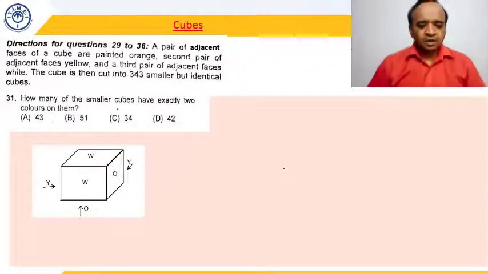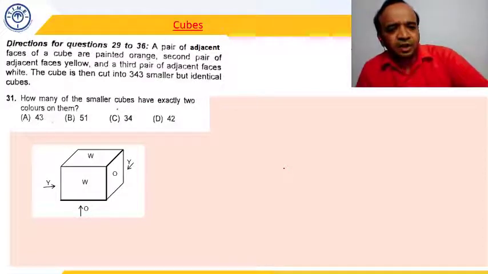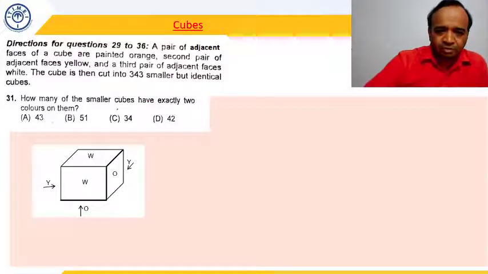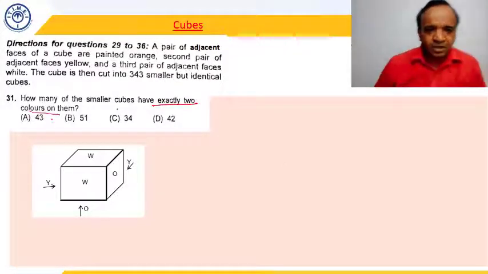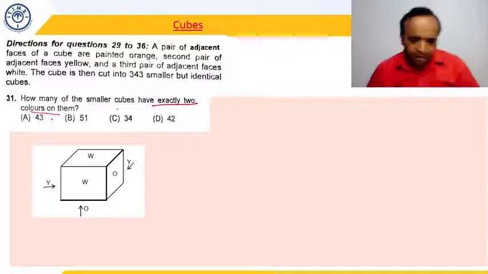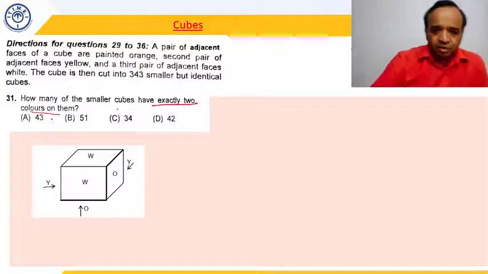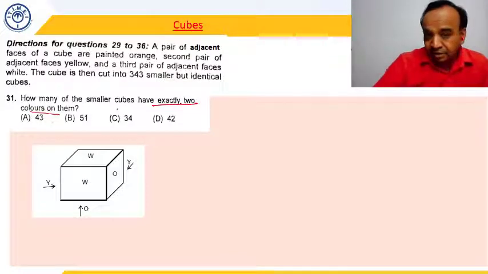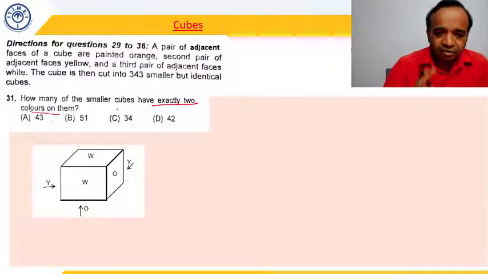Question number 31. How many of the smaller cubes have exactly two colors on them? We have just discussed in the previous question that it included exactly two colors along with three painted faces. But in this question I have to consider only exactly two colors on them. Now, exactly two colors. In the previous question we had orange and white color based. How many pieces were there? 17. So exactly two colors. This is not about only two painted faces. It can consider three painted faces also. But the number of different colors would be two only.